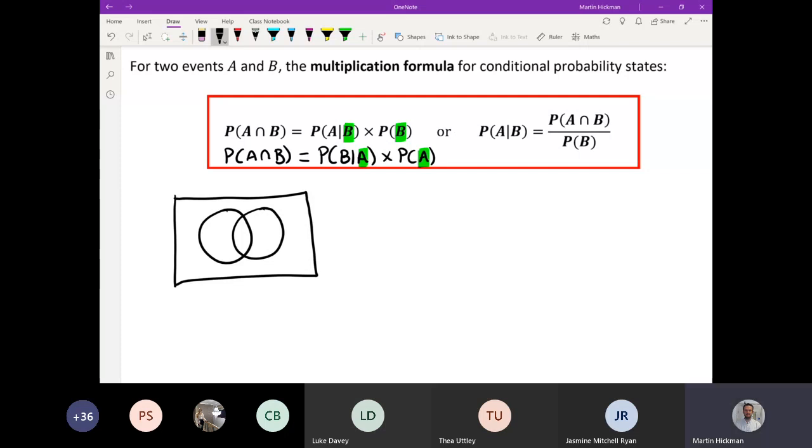Okay, yet again, remember, in terms of the order, if we've got the probability of L given R, we need to multiply it by the probability of R, not the probability of L. If we had the probability of R given L, then we'd multiply it by the probability of L.